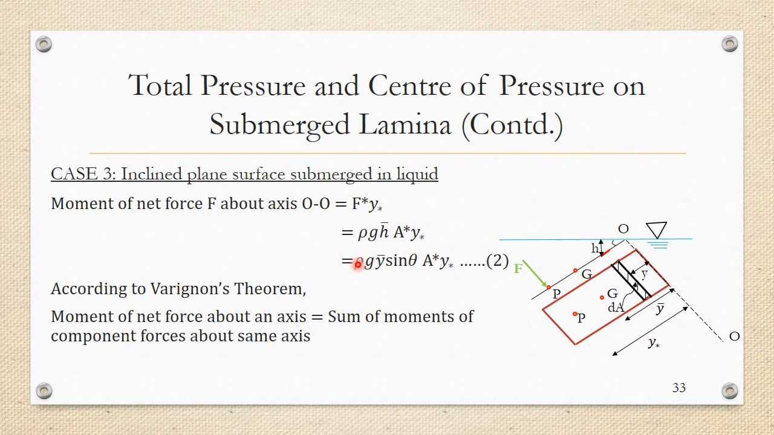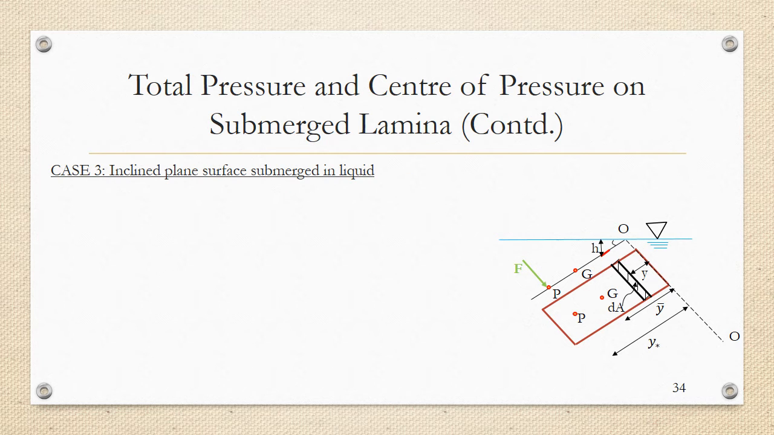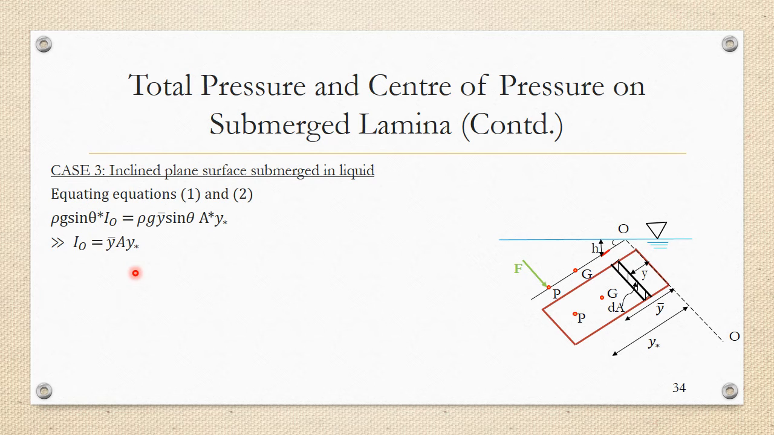According to Varignon's theorem, the moment of the net force about an axis equals the sum of the moments of the component forces about the same axis. So the sum of the moments of the small dFs about the OO axis is equal to rho g y bar sine theta A into y star. So equation 1 can be equated to equation 2. Equating equations 1 and 2, I get rho g sine theta into IO is equal to rho g y bar sine theta A into y star. All the common terms I can cancel out: rho g sine theta gets cancelled off. I will get IO is equal to y bar A into y star.